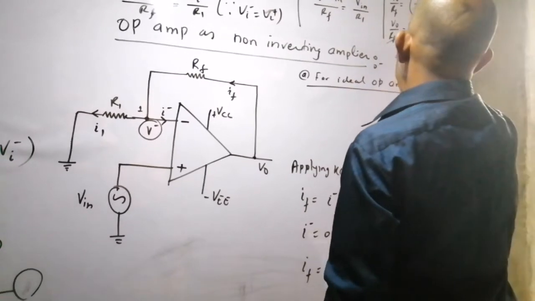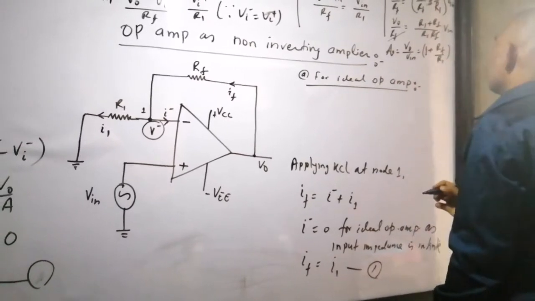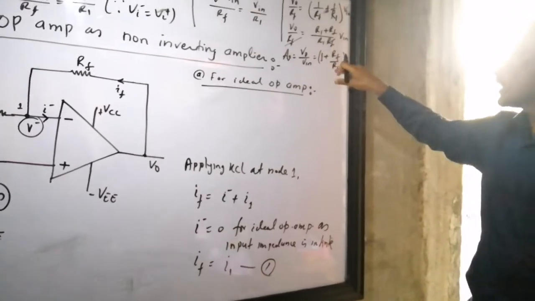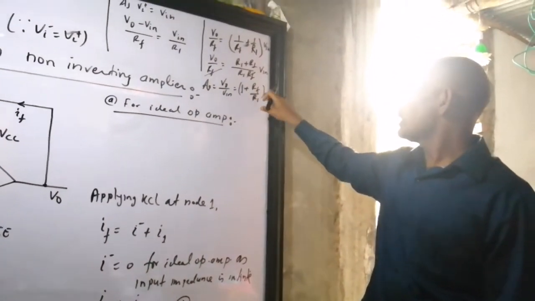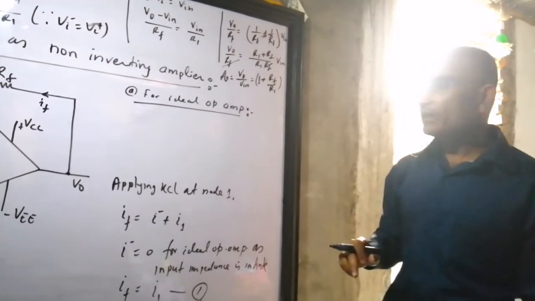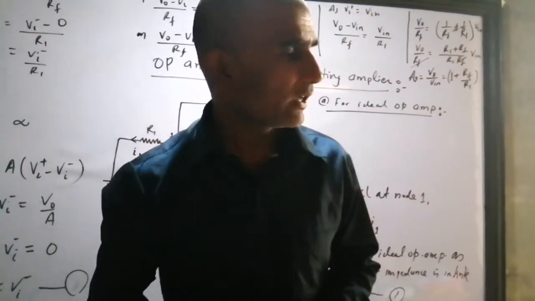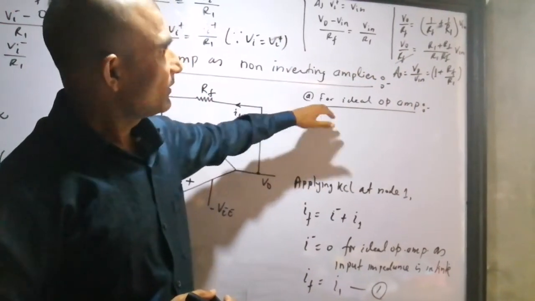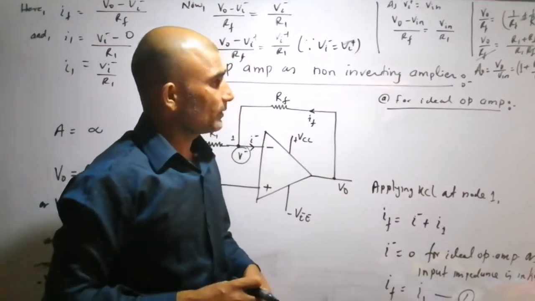So this is our closed loop gain. Closed loop gain AF equals 1 plus RF by R1. Here we can also notice, friends, that the gain of the amplifier in closed loop condition depends only on the external resistances RF and R1. It does not depend on any factors of the operational amplifier itself. In this case we supposed an ideal operational amplifier, and next we are going to derive for the practical operational amplifier.